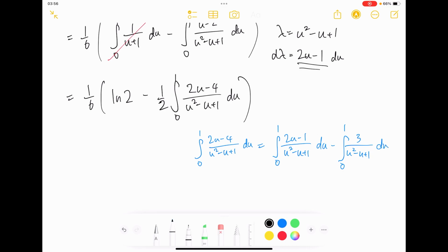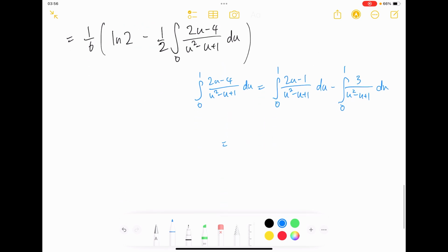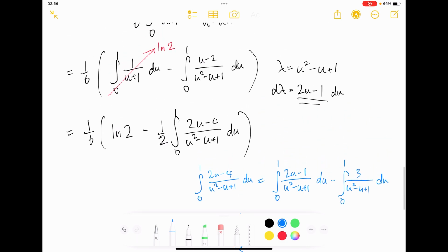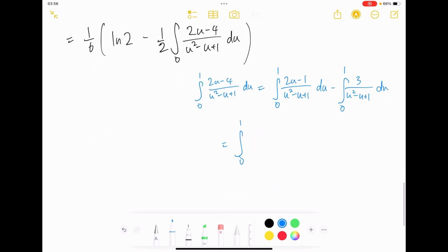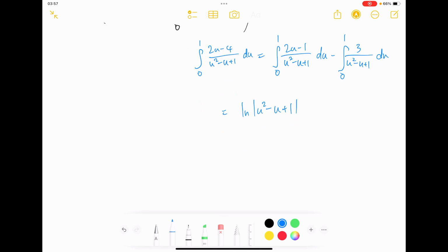And then now I can do my lovely u sub, or my lovely lambda sub, whatever I called it. It'll just be this, and then lambda will be at the bottom, and then d lambda's on top. So that's just natural log of lambda, which is natural log of u squared minus u plus 1 or whatever. Yep, we'll just deal with that. We'll just stick that there for now, and then I'm actually going to pull this 3 out as well. I hope you can follow.